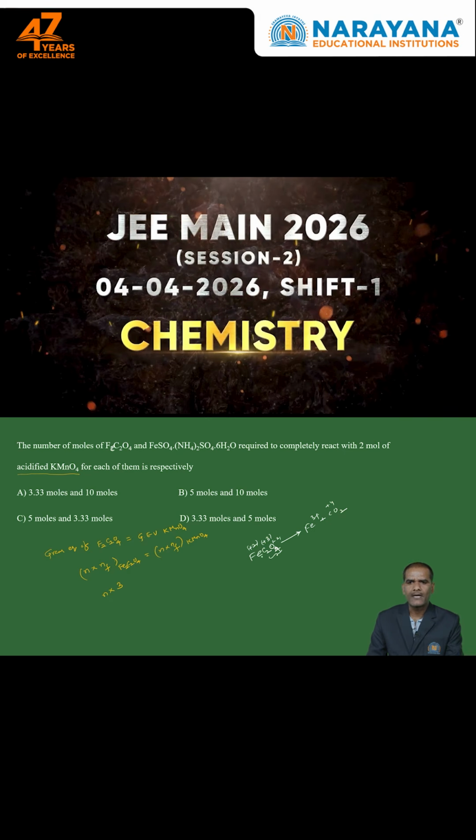So here, iron goes from +2 to +3. With respect to iron, the change in oxidation state is 1. Similarly, with respect to carbon, it goes from +3 to +4. Actually, here there are 2 carbons in this molecule.